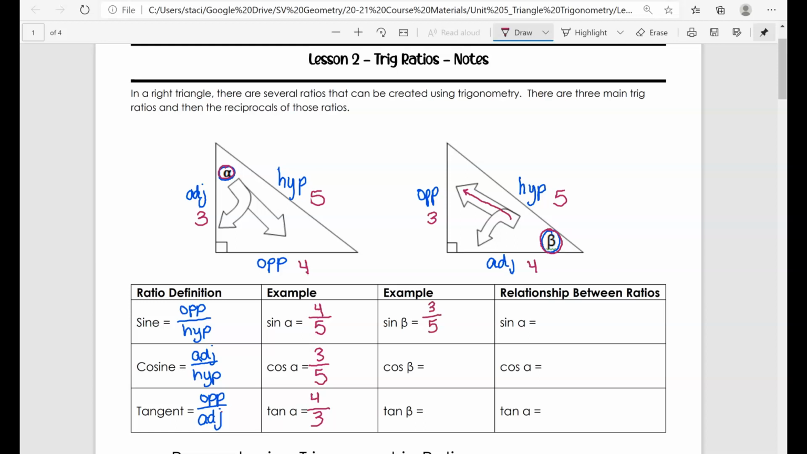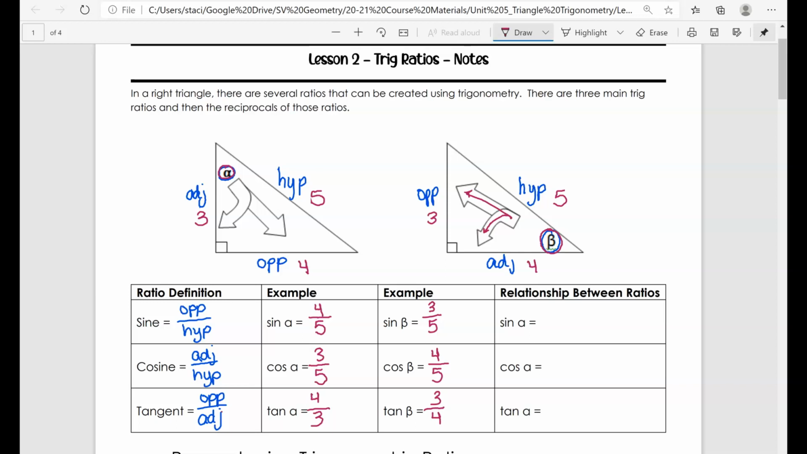If I want to set up the cosine of angle B, cosine is the adjacent side. So if I start at angle B, my adjacent side is side 4 over the hypotenuse. And then lastly, if I do the tangent of B, the tangent ratio is the opposite side, which is 3, over the adjacent side, which is 4.